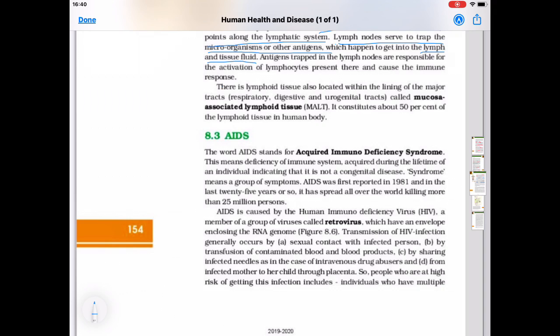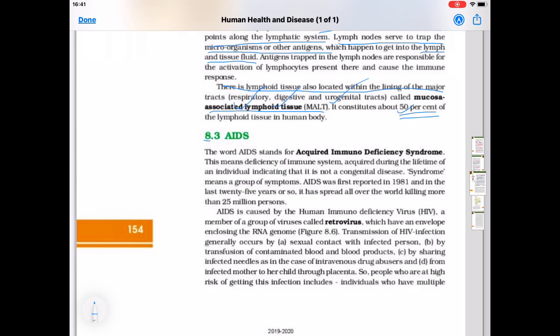There is lymphoid tissue also located within the lining of the major tracts like the respiratory, digestive, and urogenital tract, called mucosal associated lymphoid tissue, MALT. Learn the full form of MALT, it can come for 1 mark. It constitutes about 50% of the lymphoid tissue in the human body.